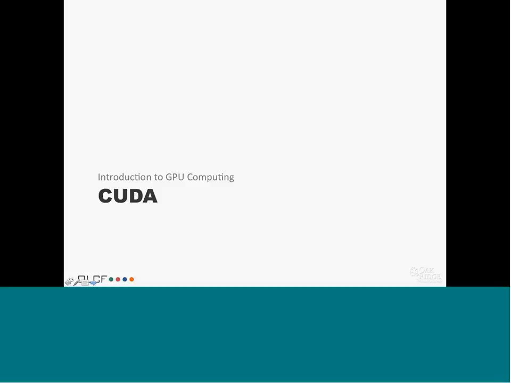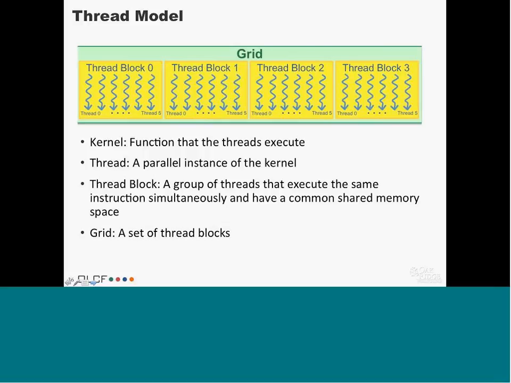Okay, we have CUDA. CUDA is the language that the NVIDIA GPUs go by. So you have your thread model, or the CUDA thread model. It's interesting. You have your CUDA kernel, and the CUDA kernel, like I said before, is basically just a function that the threads execute in parallel. And there's your threads, which is just a parallel instance of your kernel.